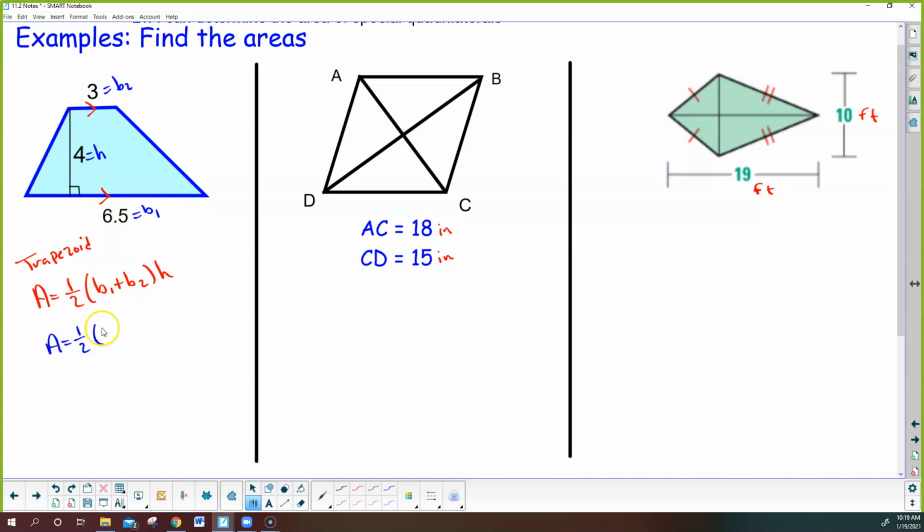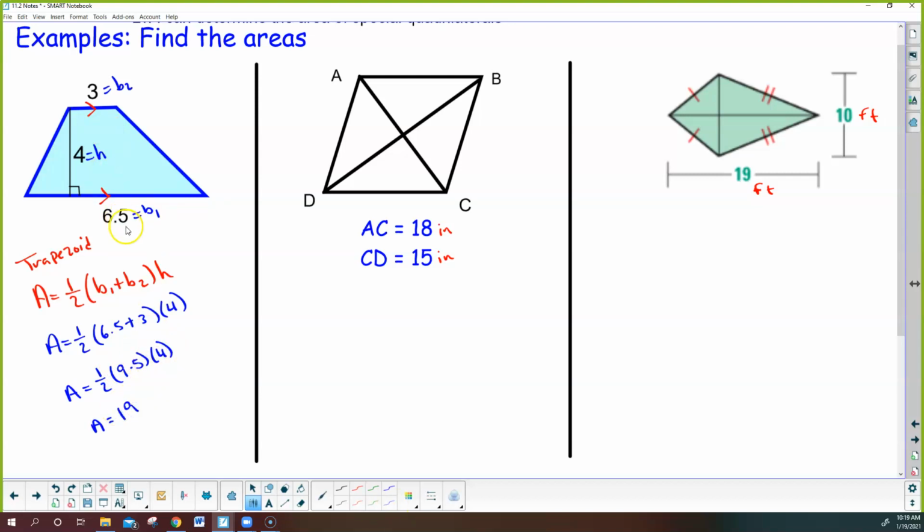All right, base 1 we said was 6.5. Base 2 we said was 3. And then the height is 4. Now, sometimes students get in trouble with this because they try to just plug everything into their calculator, and they're not great with parentheses. So my advice is let's do the addition inside the parentheses first, and then multiply. So the way I think of it is if I take half of 4, I get 2, and if I double 9.5, I get 19.